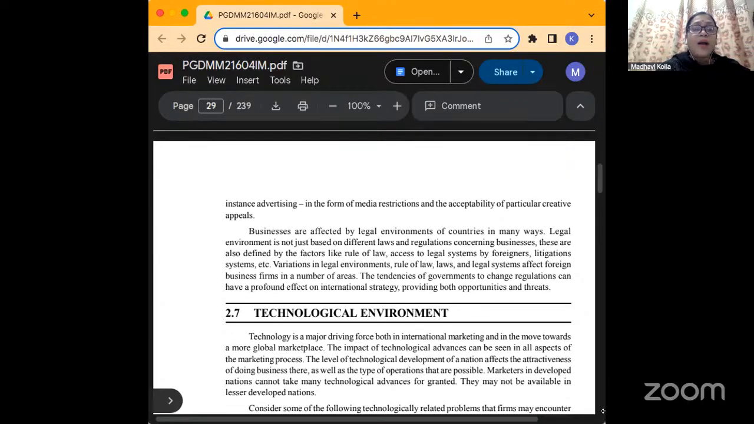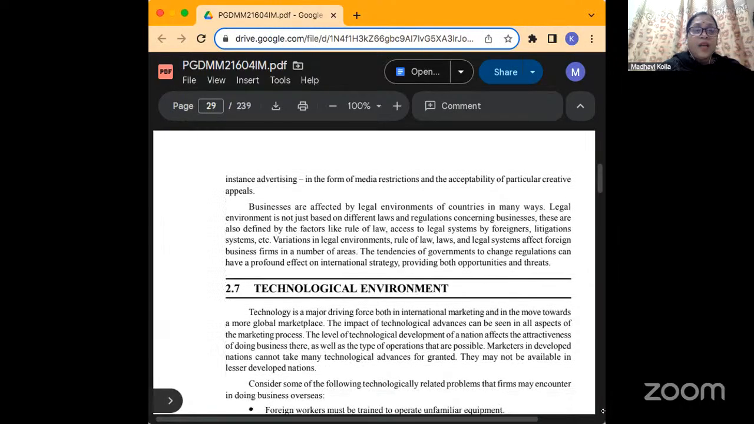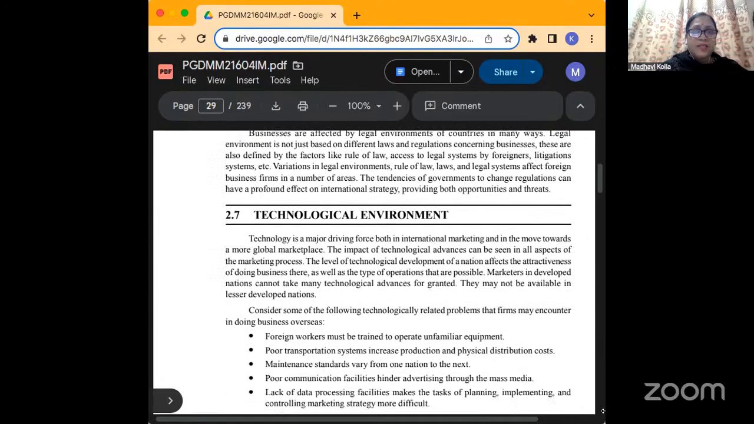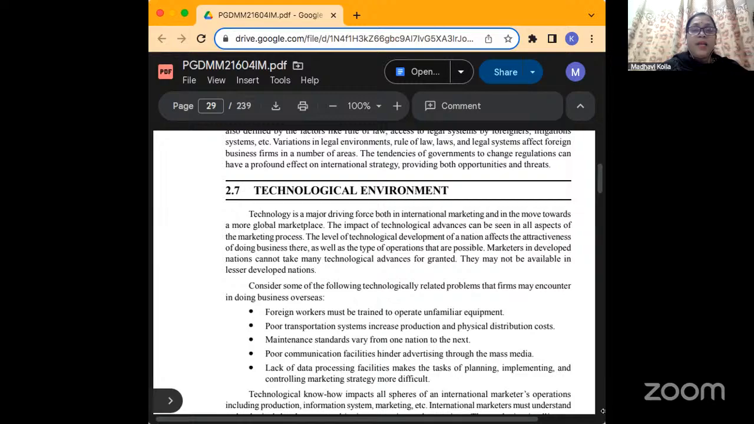How does it affect when you go to a different nation? How does that country agree in or disagree in terms of the export or import of goods? So all these need to be considered. The next one would be in terms of technological environment.